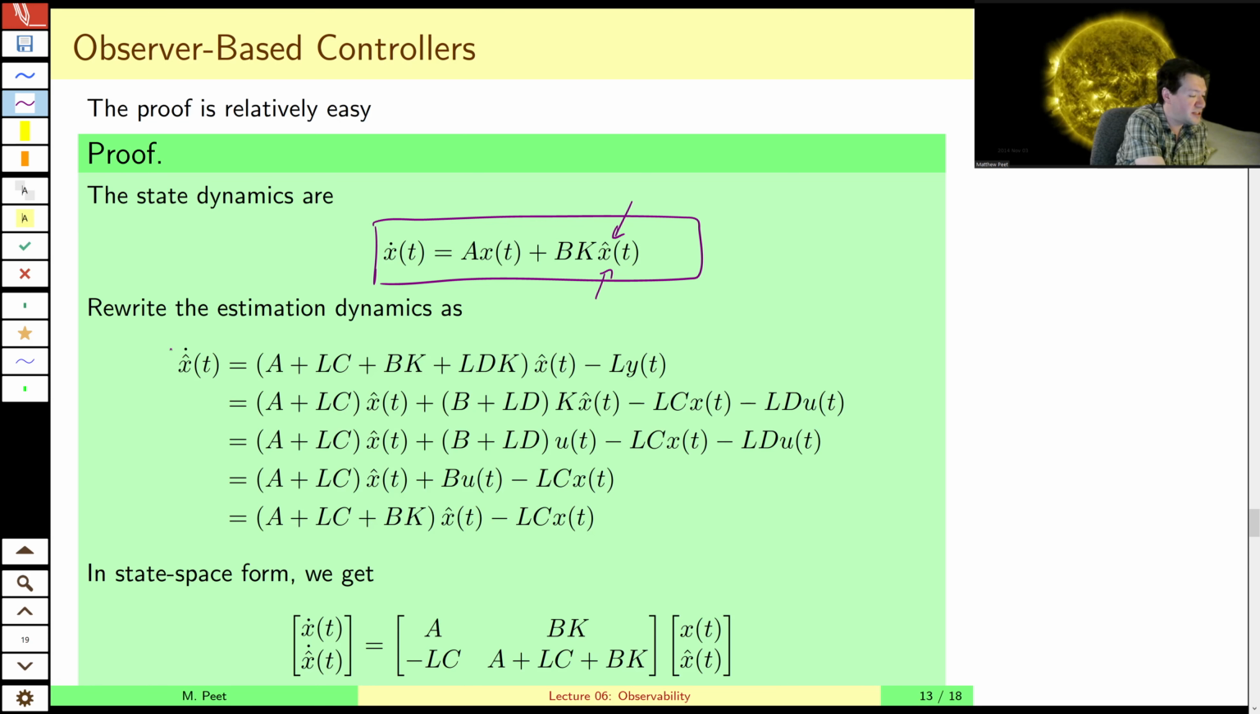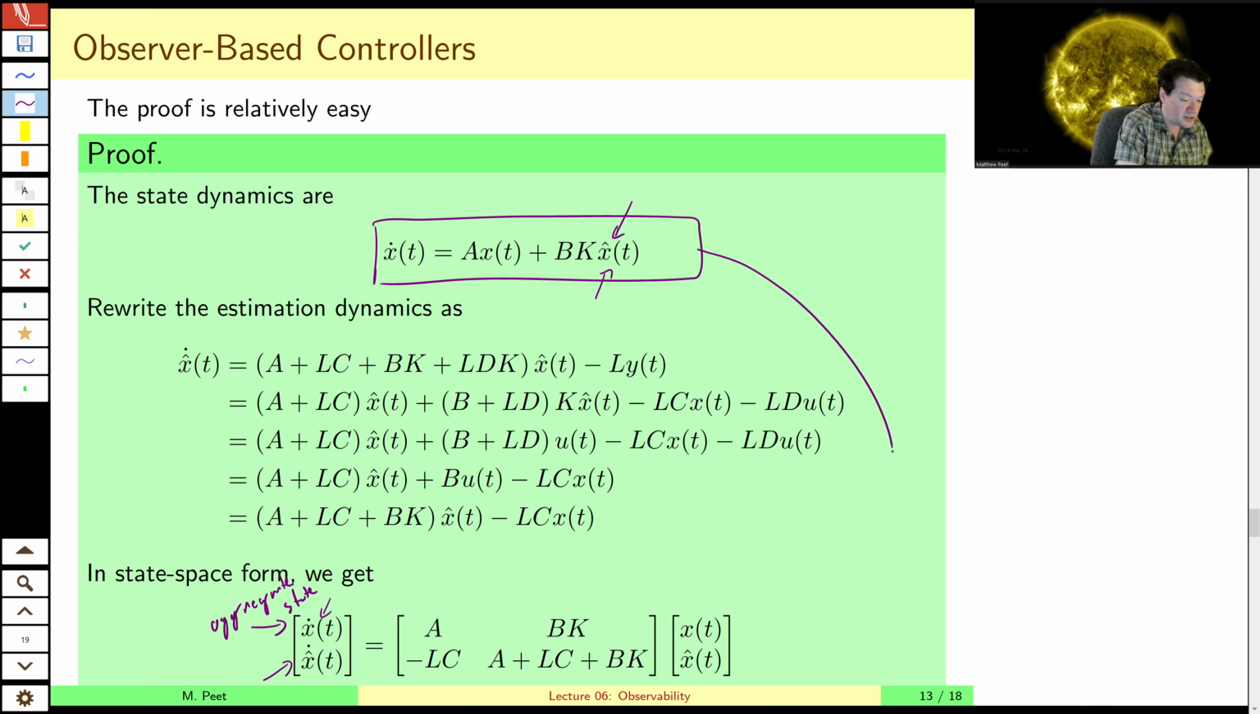So if we construct the dynamics, here's the dynamics of x dot. We have this aggregate state, which is the combination of the state of the system and the state of the observer. So we pile those states together to get an aggregate state and write down the dynamics. These dynamics come down to the first row here: x dot equals Ax plus BK x hat. And the dynamics of the estimator are given here.